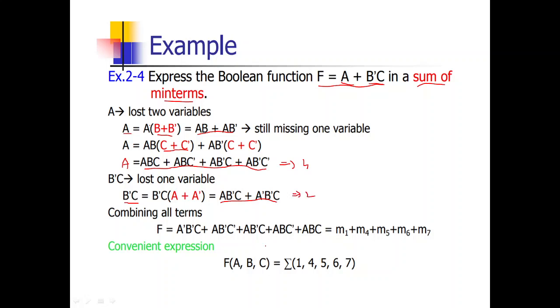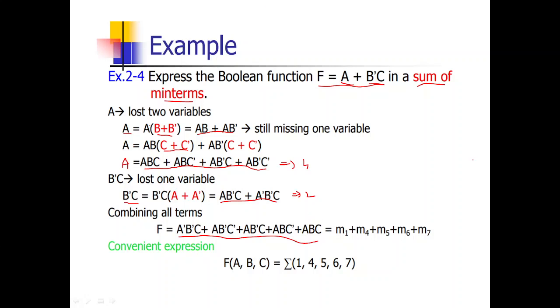So we have to combine all the terms. If any of the min terms is repeating, we can consider it as one. See here, here is AB dash C, and here is also AB dash C. So we can consider it as one. So totally out of 6 terms, we have 5 terms: 1, 2, 3, 4, 5, because this AB dash C occurs twice. Right? So this is written here: A dash B dash C plus AB dash C dash plus AB dash C plus ABC dash plus ABC.